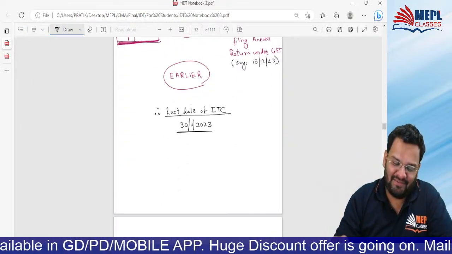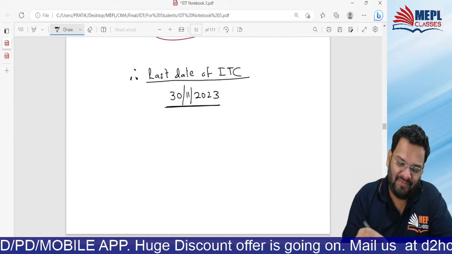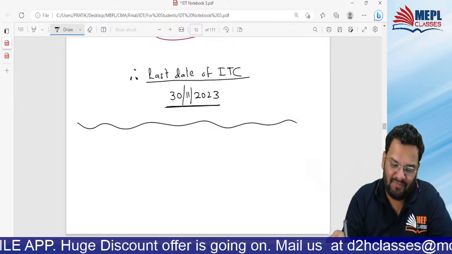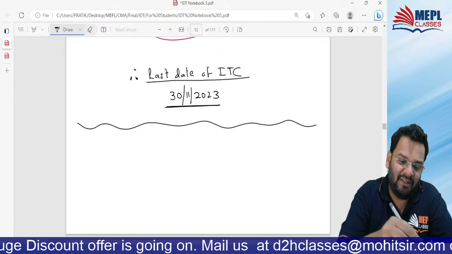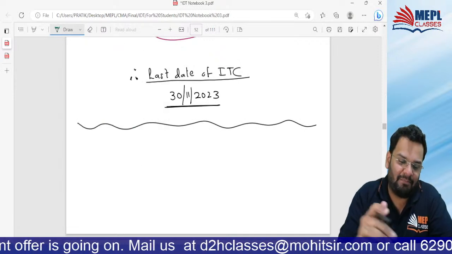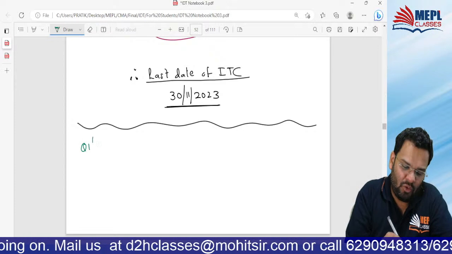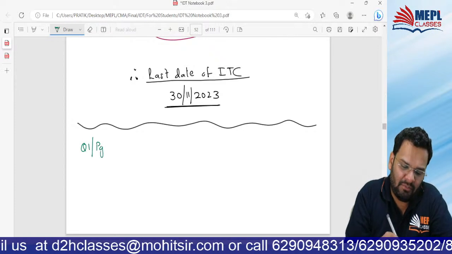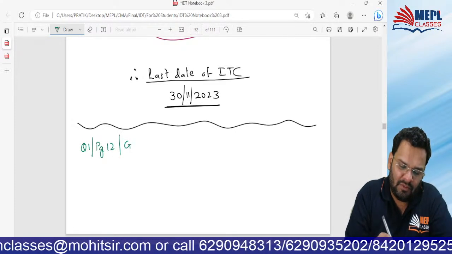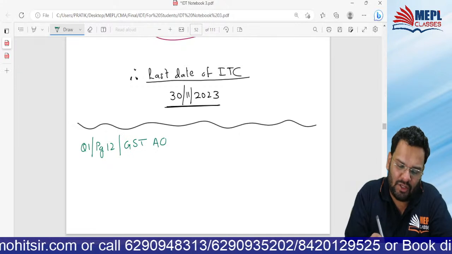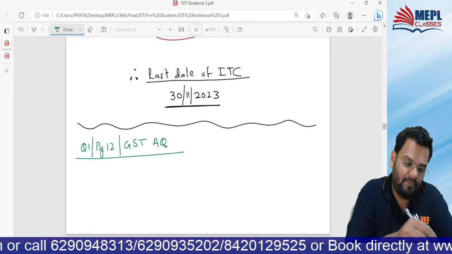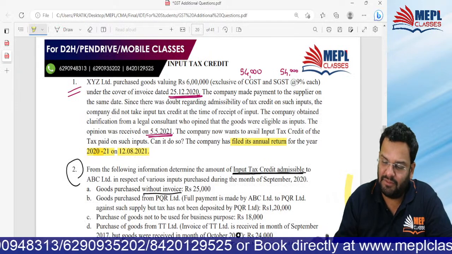Yes, guys. So what has happened is, this is question number 1, page number 12, GST additional questions. Correct, no? I hope I have written the page number correctly.